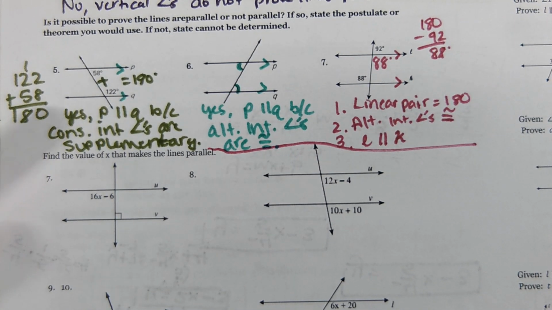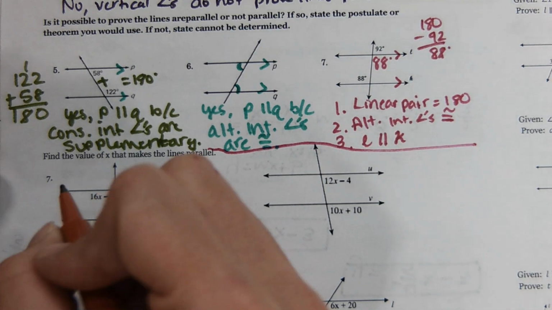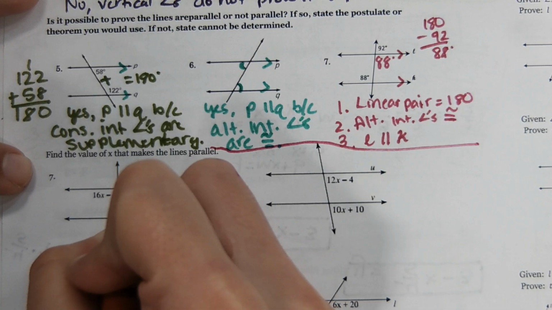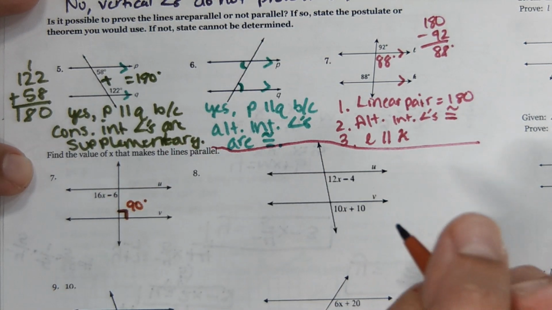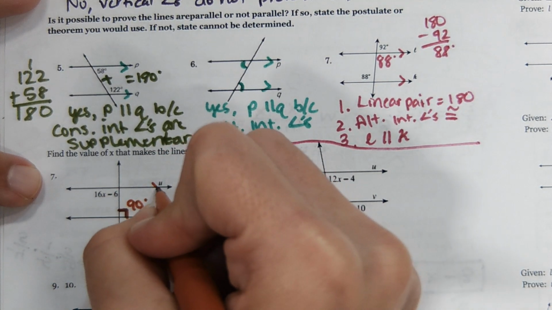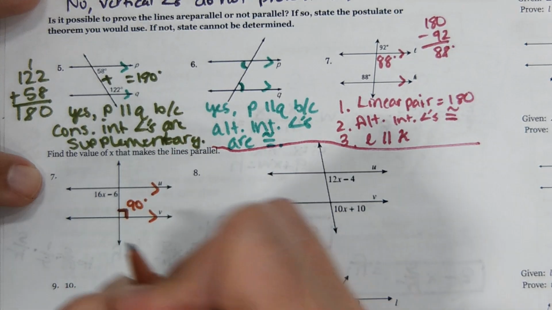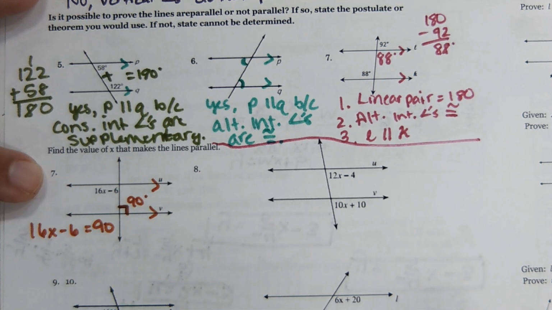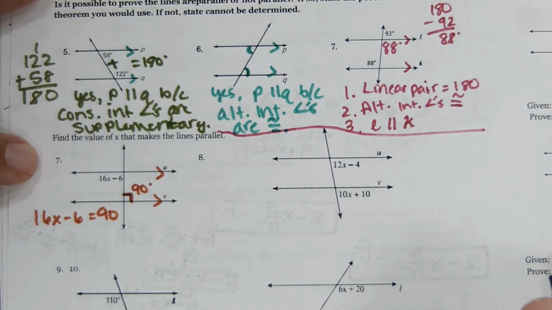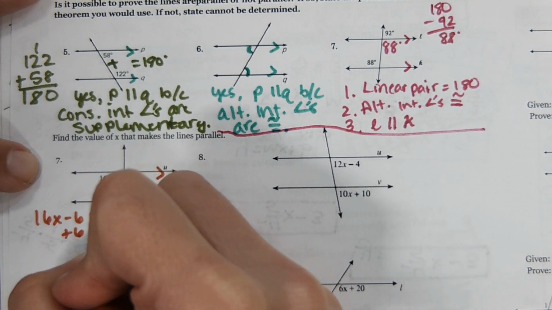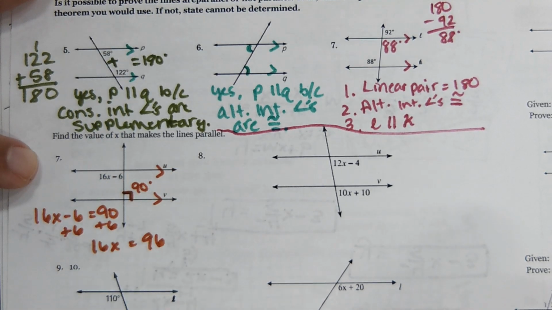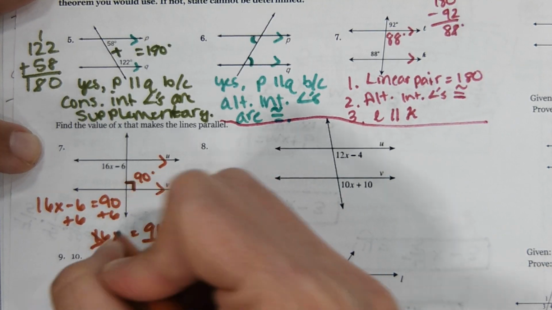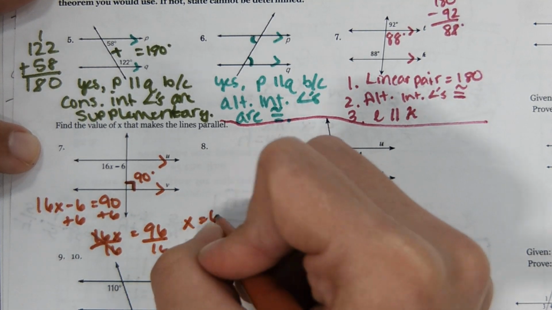Okay, and then down here, it brings in the algebra, of course. It says find the value of x that makes the lines parallel. Okay, so it has this little square right here. That means that this angle is 90 degrees. If these are parallel, then the alternate interior angles would be equal. So we can set this equal to 90. So 16x minus 6 equals 90, and we can solve for x. X equals 96. Divide by 16, and x equals 6.